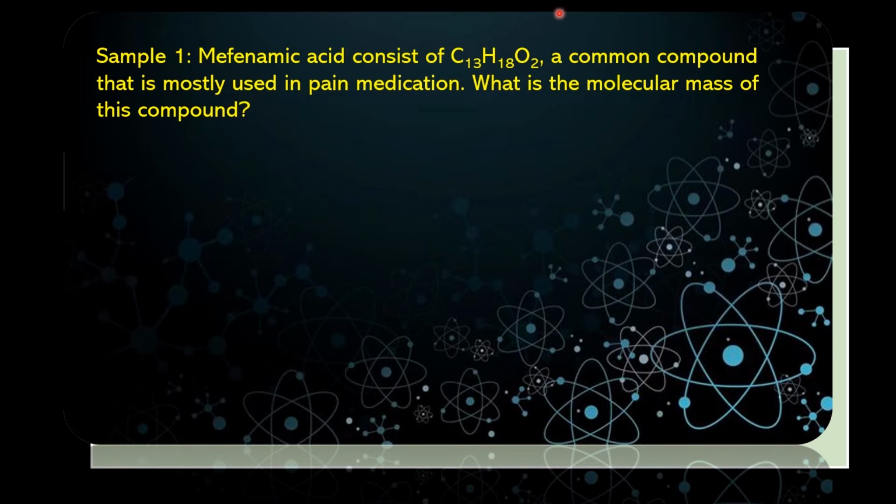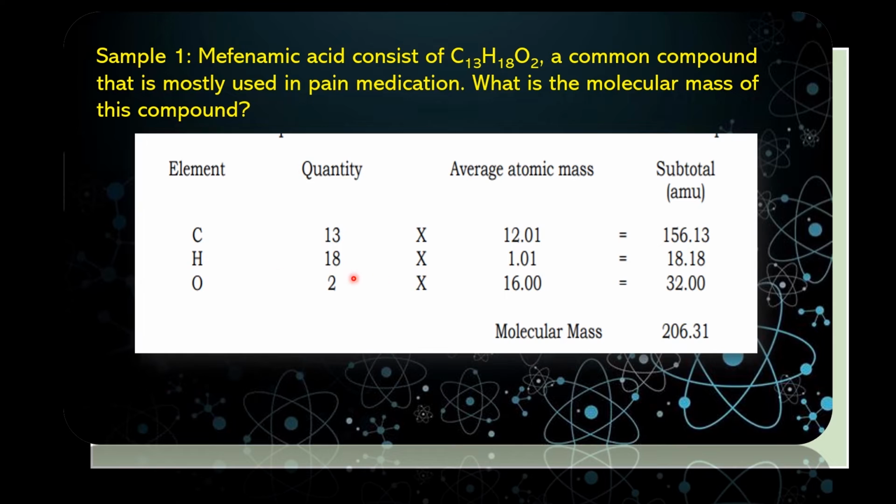Now let's have a sample problem. Mefenamic acid consists of C13H18O2. It is a common compound that is mostly used in pain medication. What is the molecular mass of this compound? First step is to identify the different elements. We have carbon, hydrogen, and oxygen. Next is to identify the number of atoms present in the compound. For carbon, we have 13, for hydrogen, 18, and oxygen is 2.